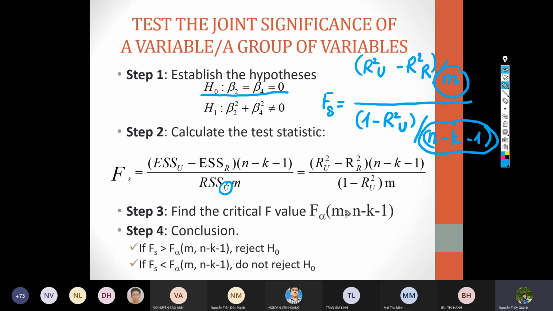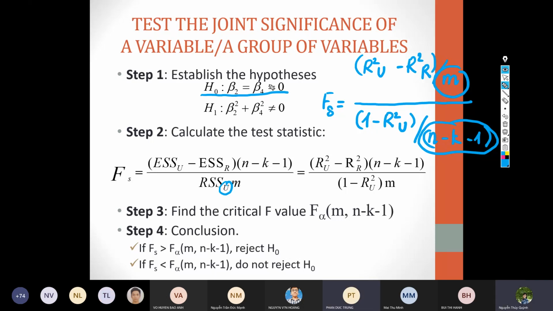Where are you guys? What will be the value of F? The null hypothesis states that x2 and x4 do not explain any of the variation in the value of y. So what will be the value of F if the null hypothesis is true?